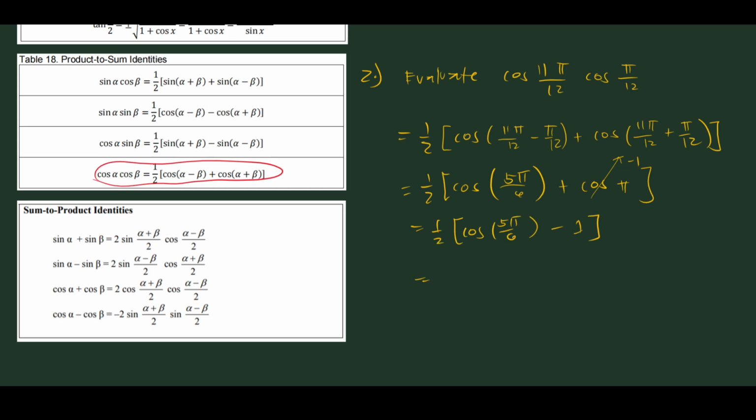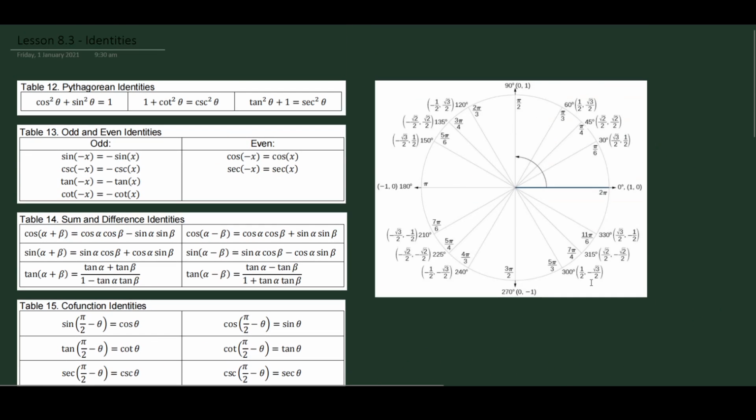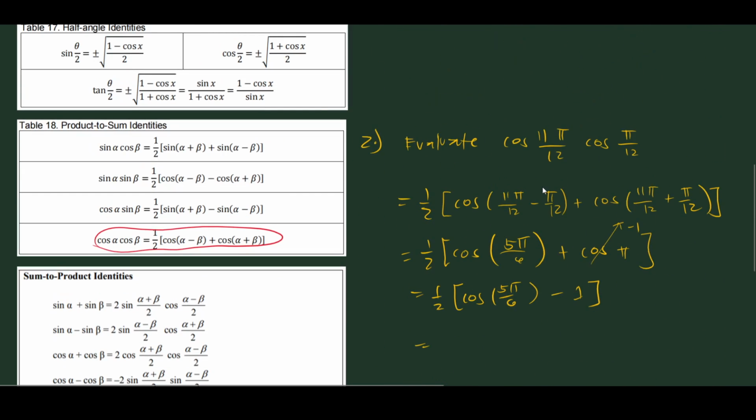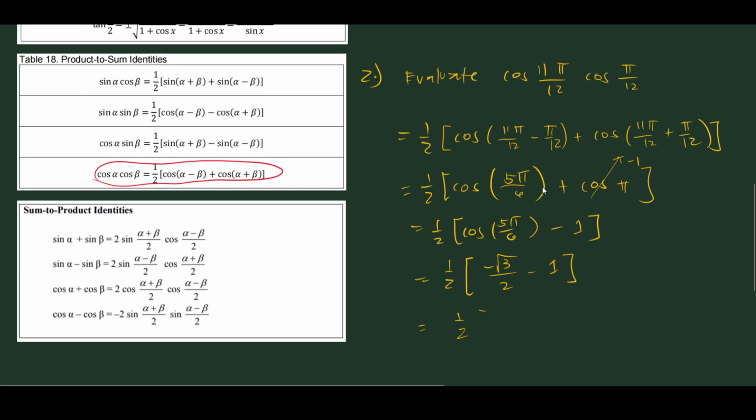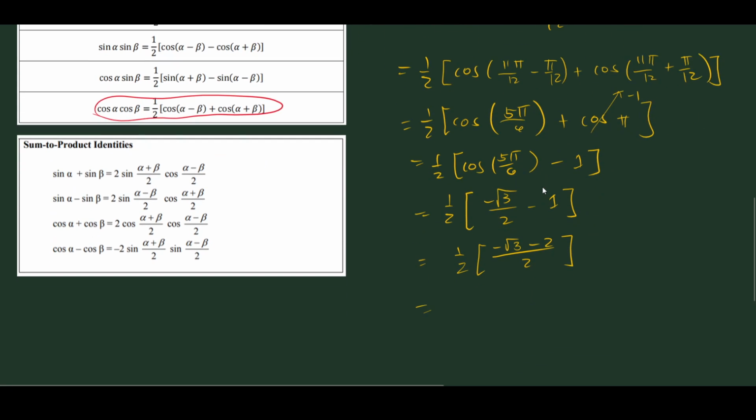Okay, so let us take a look at our unit circle. If we have 5 pi over 6, the x-coordinate is negative square root of 3 over 2. Since this is a cosine, we will use negative square root of 3 over 2. So 1/2 multiplied by negative square root of 3 over 2, minus 1. This is 1/2 multiplied by negative square root of 3 minus 2 over 2. This is equal to negative square root of 3 minus 2 all over 4. Okay, very awesome. This is our answer for that.